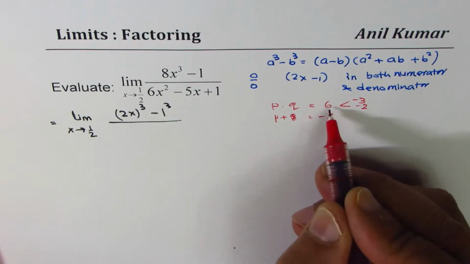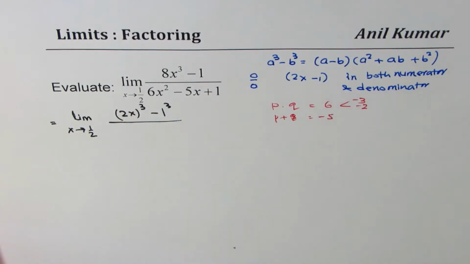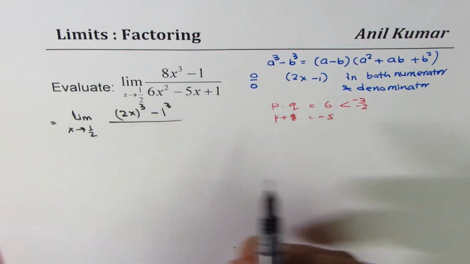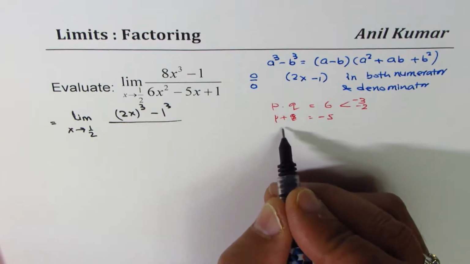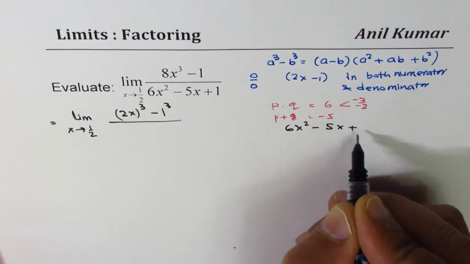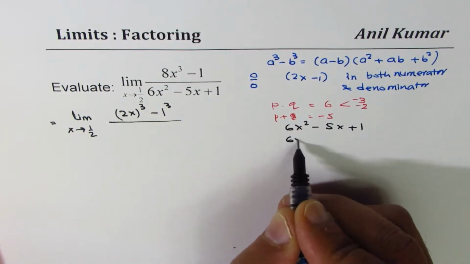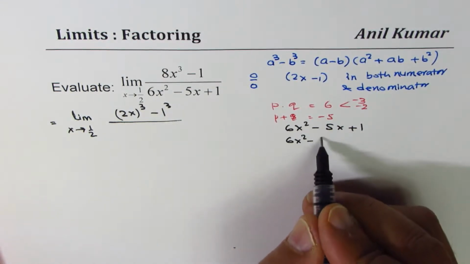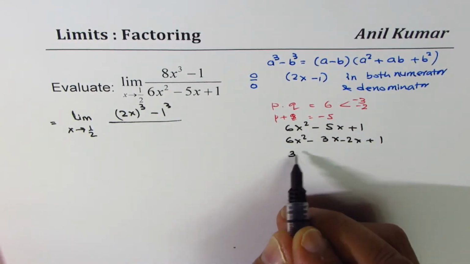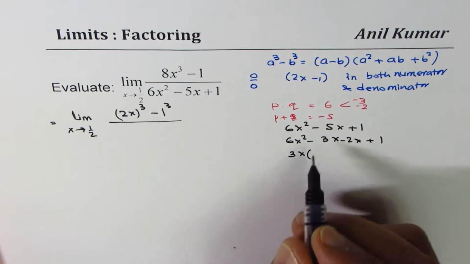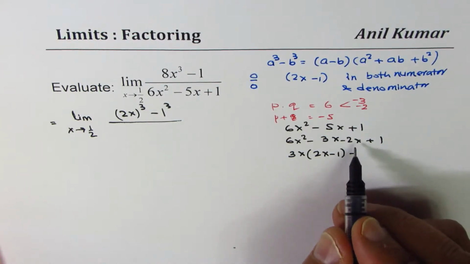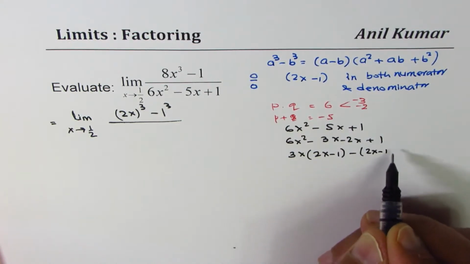When you multiply, you get plus 6. When you add, you get minus 5. So we'll split 6x squared minus 5x. Let me factor this on the side first. We have 6x squared minus 5x plus 1. We could write this as 6x squared minus 3x minus 2x plus 1. Now if I take 3x common, I'm left with 2x minus 1. And here we can take minus 1 common, so we get 2x minus 1.